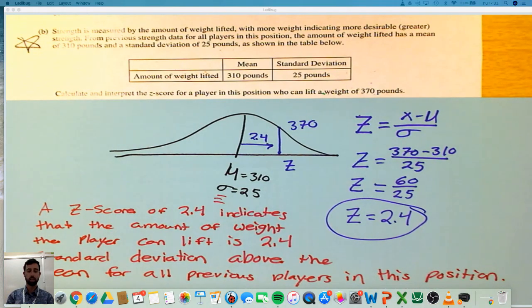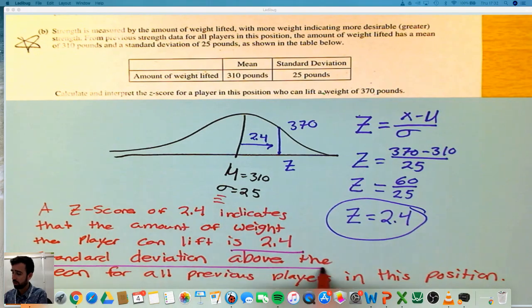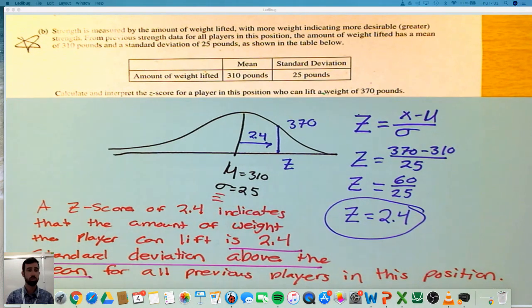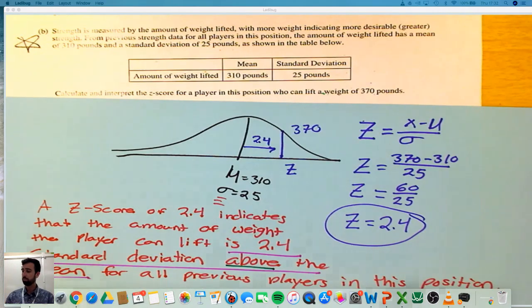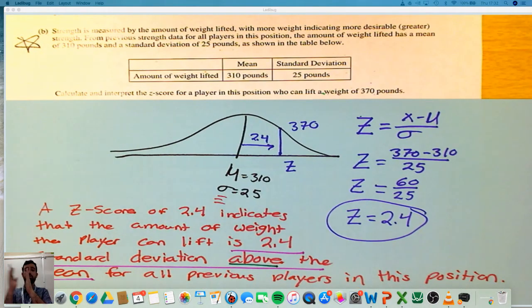So I want to stop for a second because this type of sentence can just be interchanged with whatever context you're talking about, right? So anytime you want to interpret a z-score, you could just use this as your stem: blank standard deviations above the mean. That's all you really need to know. It's below or above the mean, right? So if you have a negative z-score, instead of above, you're going to use below. But z-score just tells you how many standard deviations from the mean your data point is.